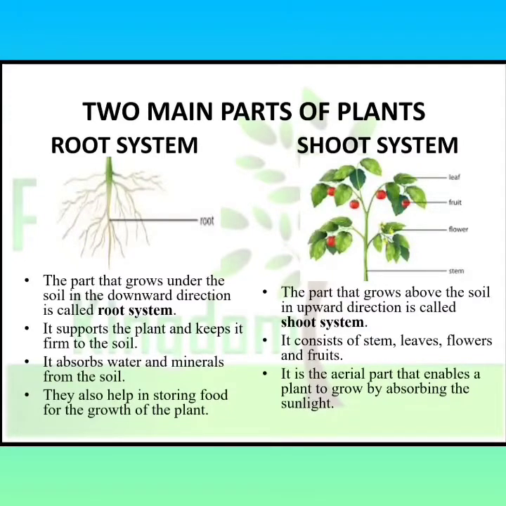Now we will move to the shoot system. The part that grows above the soil in upward direction is called shoot system. It consists of stem, leaves, flowers and fruits. It is the aerial part that enables a plant to grow by absorbing the sunlight.